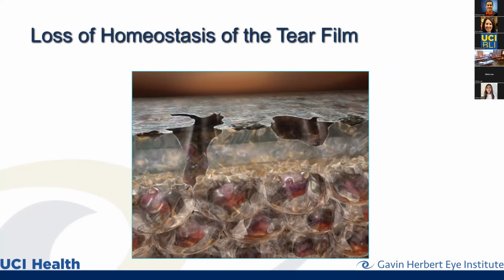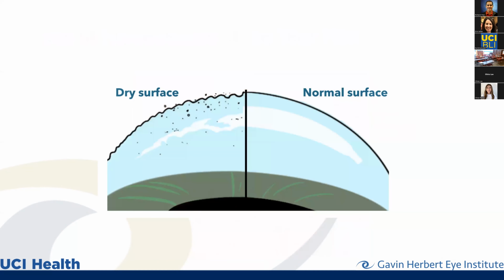So if you have this loss of homeostasis of the tear film, you can get these areas where there's missing tears, and then the epithelium of the cornea is exposed directly to the air, which it's not supposed to be. And that will ultimately lead to some kind of damage to the surface of the eye. So here on the right, you see a cartoon of the normal surface of the eye. And you can imagine if it's as dry as this cartoon on the left side, that you're going to have visual disturbance from that, but also in each of those little crevices where the tear isn't filling in, you may have damage to the underlying epithelium of the cornea.